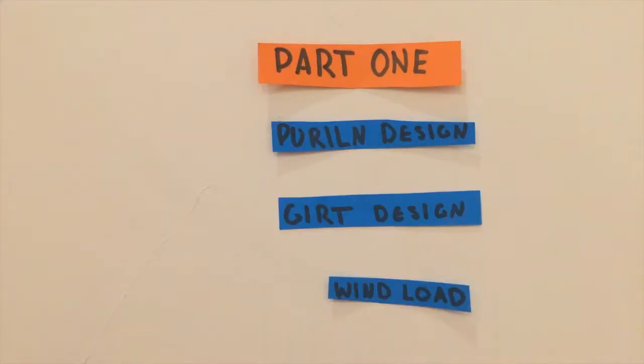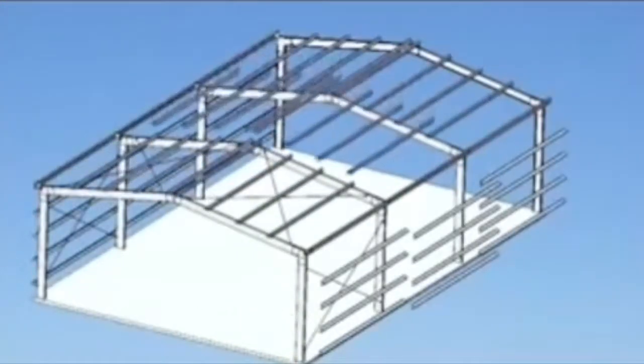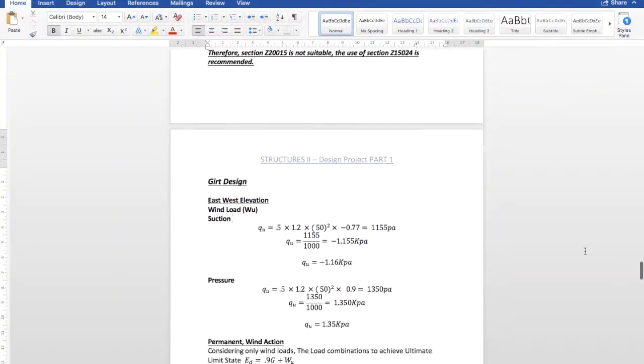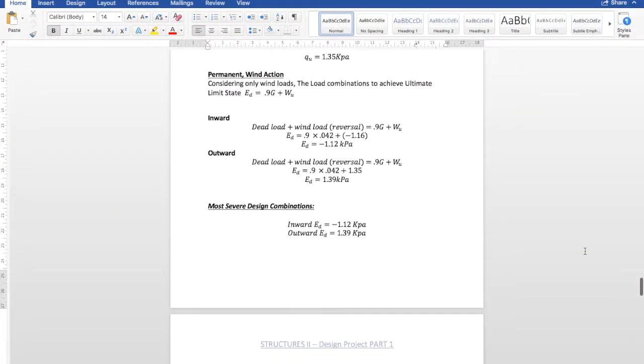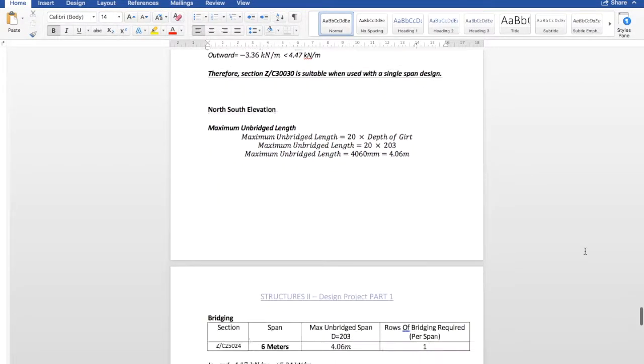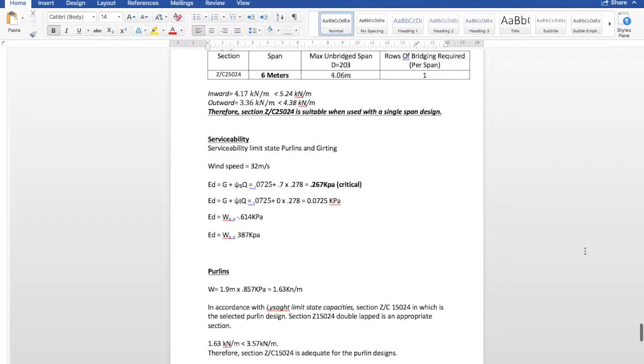In part 1, we'll analyse purlins, girts, as well as wind load determination, whilst also calculating the design loads, ultimate and serviceability limit states. Live load, dead load, wind load will also be solved and used together to calculate the design combinations for the structure.